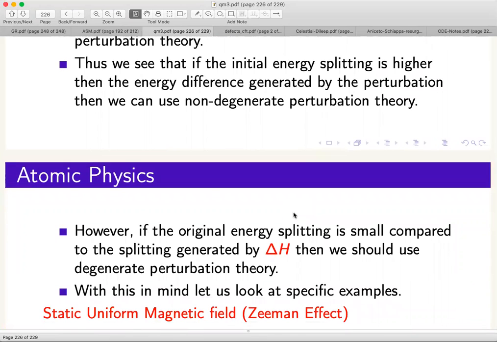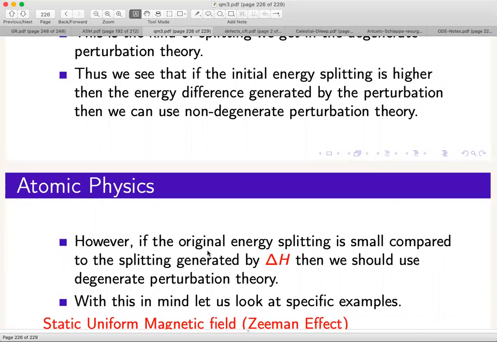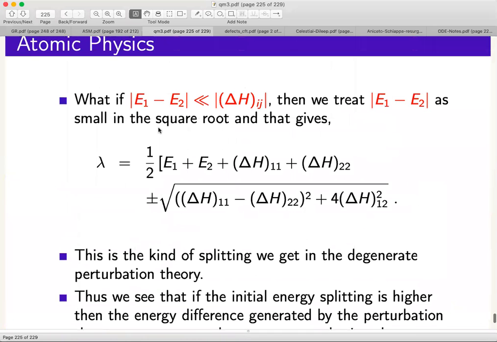Okay, and in that case we will be going back to the matrix problem. Now this is of course a toy model where we just considered E1 and E2 as two states of a two-state quantum mechanics problem, and some hypothetical Hamiltonian delta H, which had both diagonal and off-diagonal entries, and we basically just gave order of magnitude arguments to decide whether to use degenerate or non-degenerate perturbation theory.